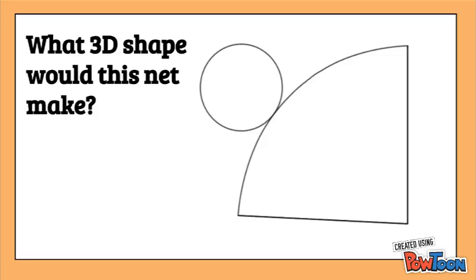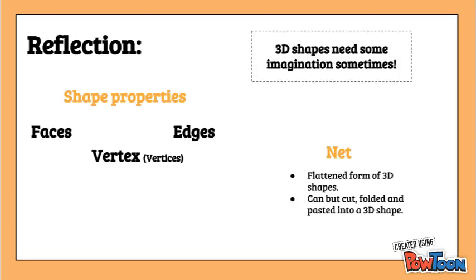What 3D shape do you think this net would make? Remember to use your imagination to put it together in your head. Have you got it? A cone is the 3D shape of this net. And remember that we'll be exploring 3D shape properties, including faces, edges, and vertices.